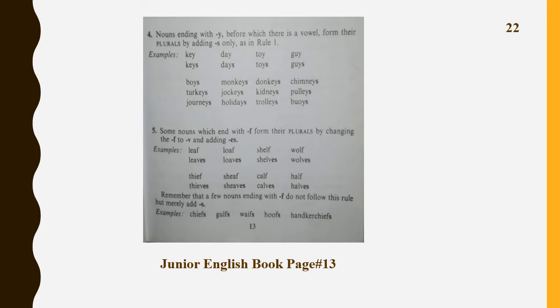Some nouns which end with f form their plurals by changing the f to v and adding es, like leaf into leaves, loaf into loaves, shelf into shelves, wolf into wolves, thieves, sheaves, calves, halves. Remember that a few nouns ending with f do not follow this rule, but merely add s: chiefs, gulfs, waifs, hoofs, handkerchiefs. This is to be remembered.